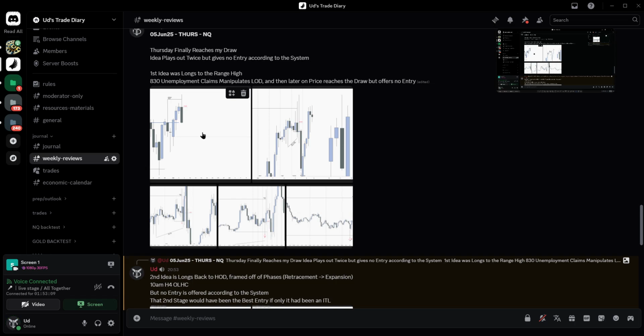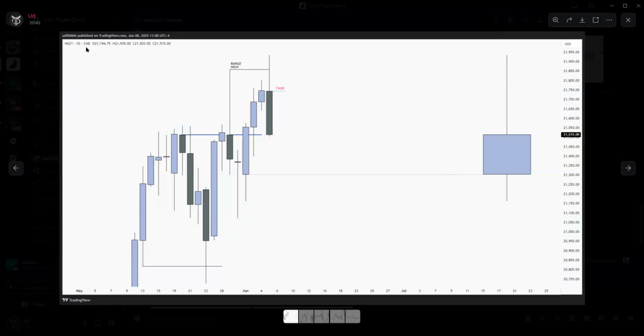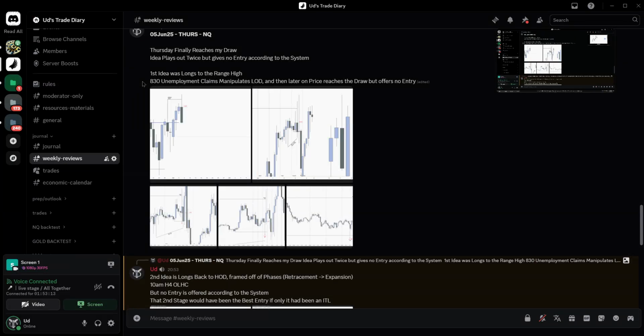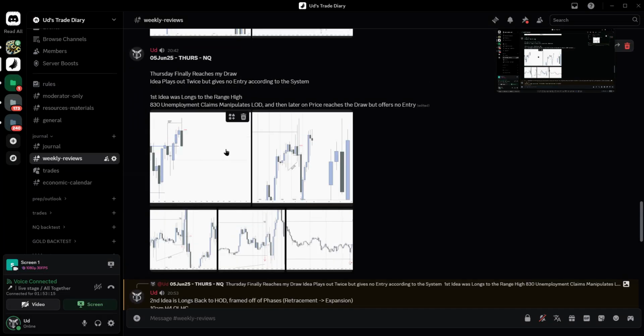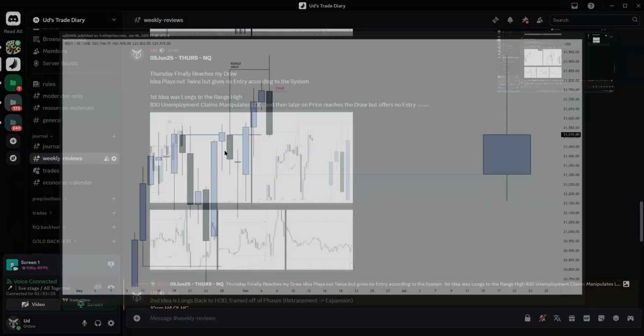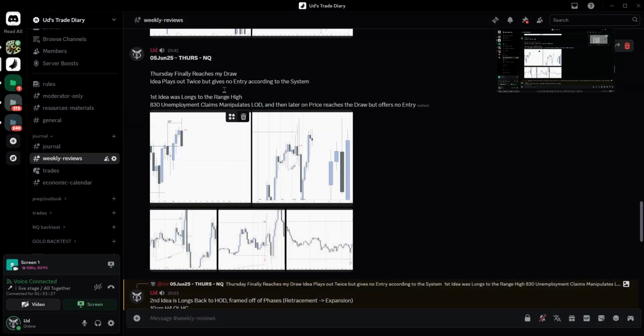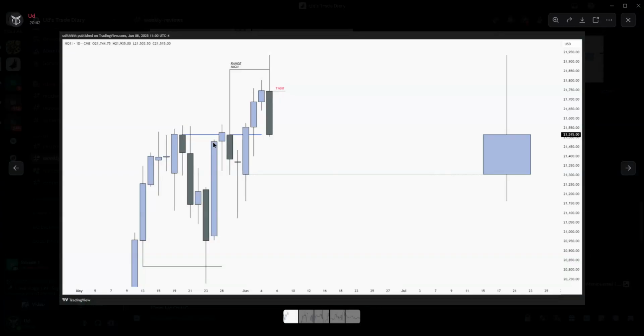So coming to Thursday, this is NQ again. NQ being the stronger asset, I wanted to frame NQ on Thursday. I don't know if I framed. Okay, no entry is there. Let me show you, this is just basic journaling. Yeah, I had two ideas this day as well. Okay, let me talk about it in depth.